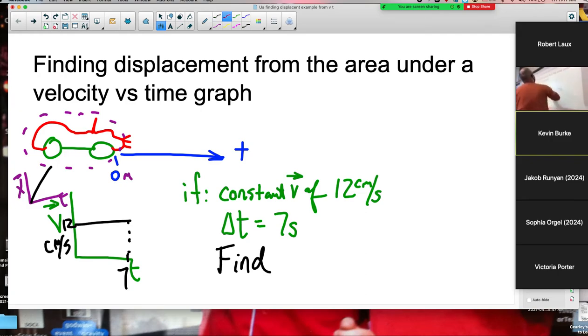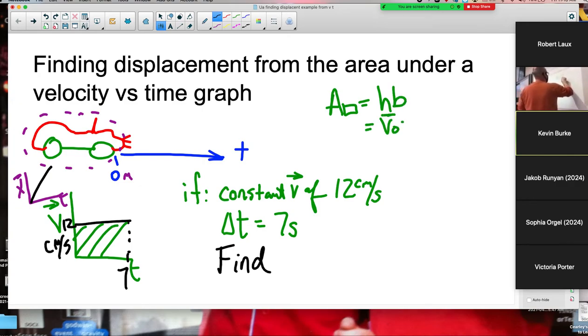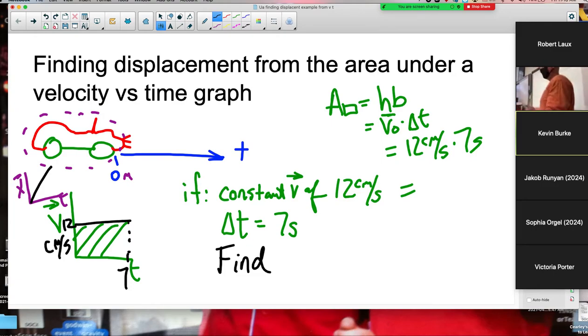Sawyer, what's the shape of that graph? What's the area of this? What shape is this? It's a rectangle. So if we have a rectangle, the area of a rectangle is height times base. In this case, the height is the initial velocity and the base is our change in time. The height, or our initial velocity, is 12 centimeters per second and our base is 7 seconds. And those of us who remember our math facts from 4th grade, 7 times 12 is, you're right, it's 84.